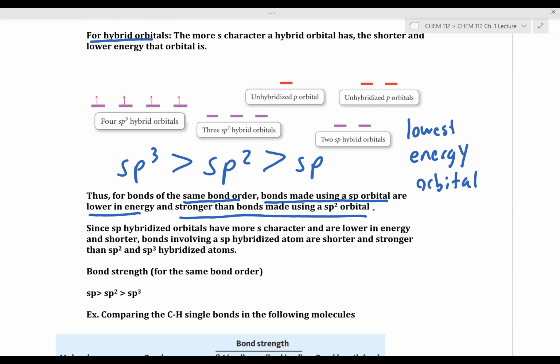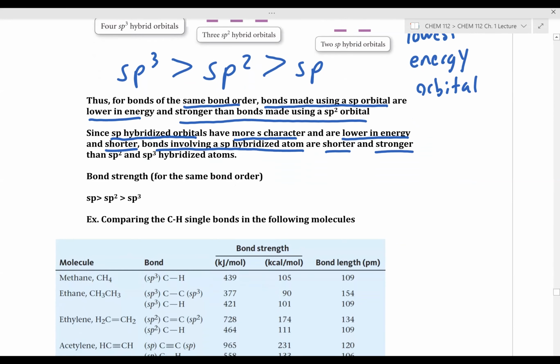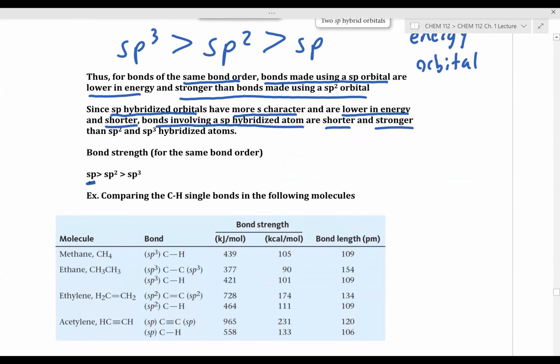So the reason behind this: sp hybridized orbitals have more s character, are lower in energy, and they're shorter. So any bonds involving an sp hybridized atom are shorter and stronger. Does that logic make sense to everyone? You're using a shorter, lower energy orbital, so your bonds are going to be shorter and lower in energy. Now, as a general rule, bond strength involving sp hybridized atoms is stronger than sp2, which is stronger than sp3, for the same bond order, of course.